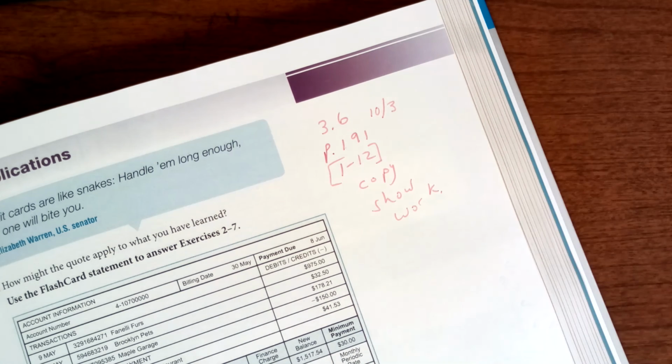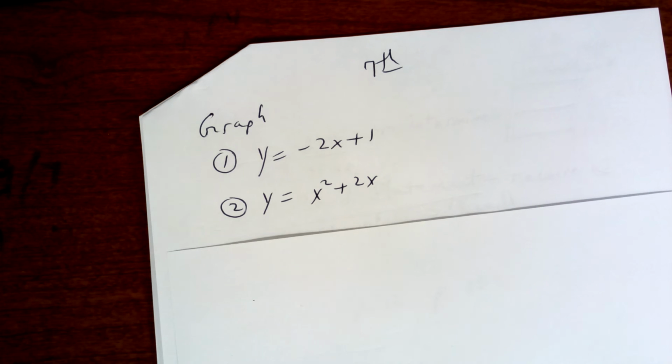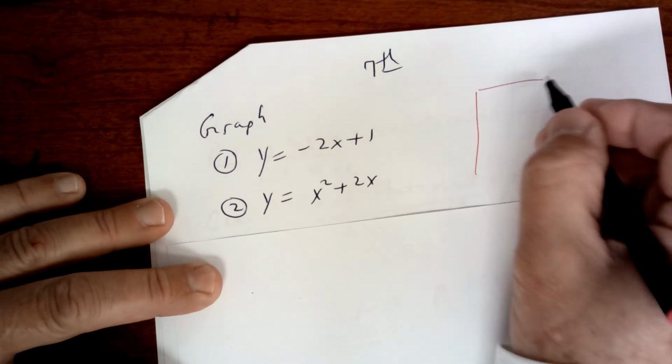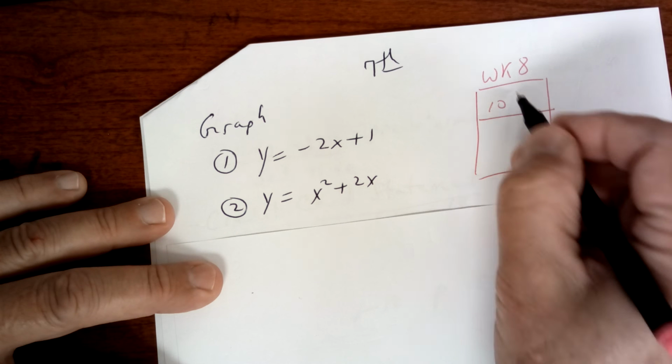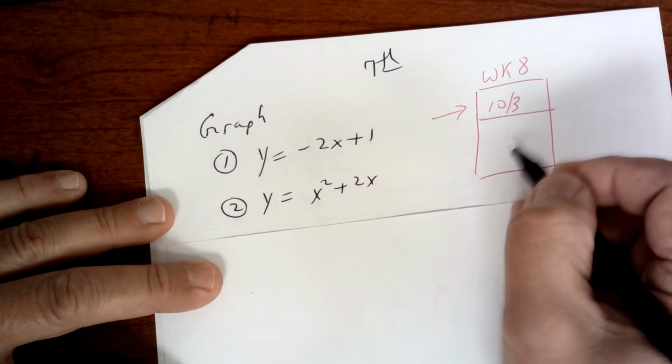And there it is. Let's turn our attention now to my next class, which is period 7. So if you're not in period 7, you can stop the video or keep watching if you like. All right, so let's take a look here. We want to graph these two. All right, this is your bell work. So put down week 8, 10/3. And that's where it should go, at the top of that page.